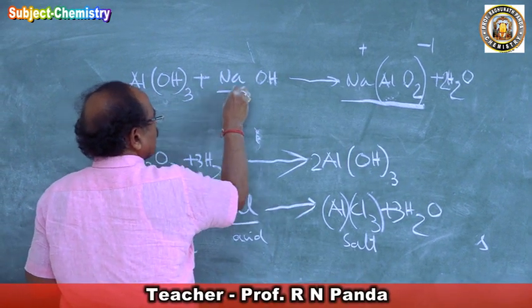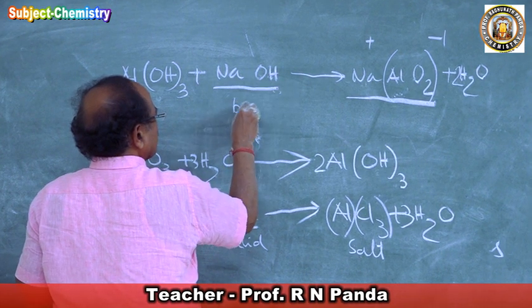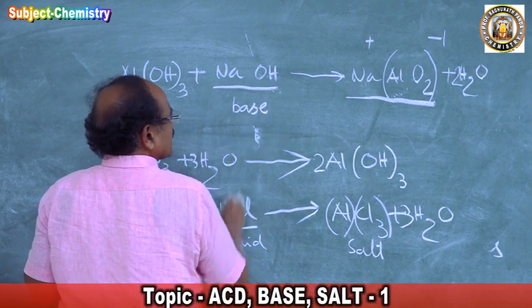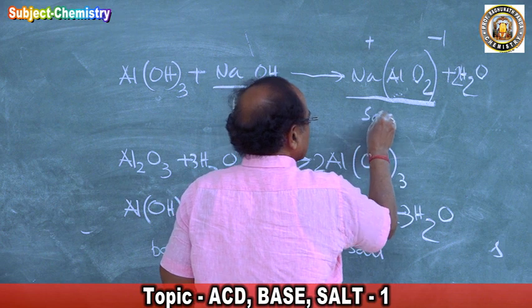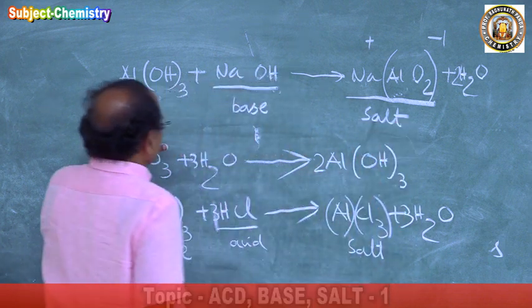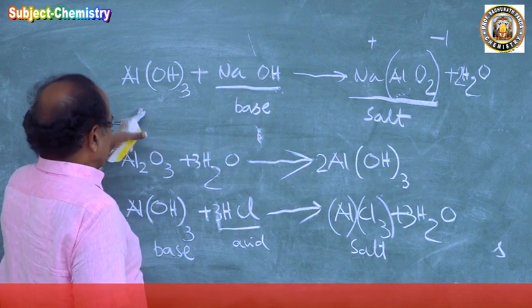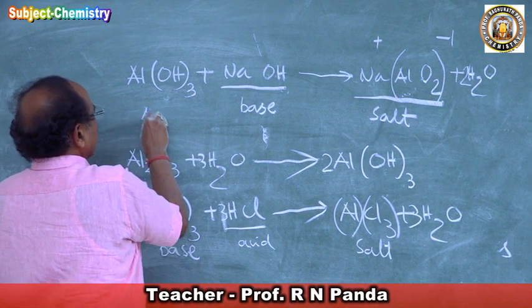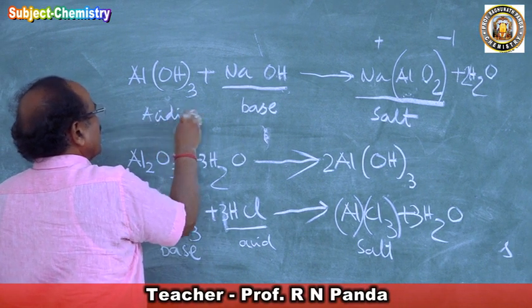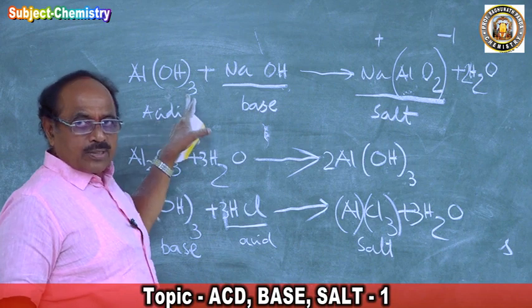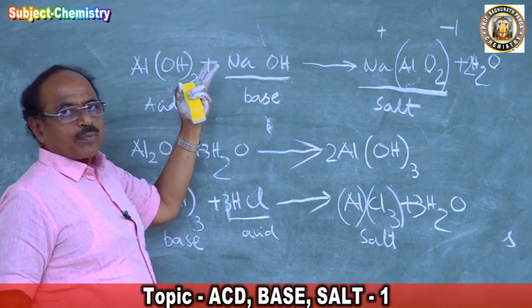So this sodium hydroxide is what? It is a base. And what is this? A salt. So then what must it be? It is now exhibiting acidic property. Which property? Acidic property. Though it is a hydroxide, it is exhibiting acidic property.